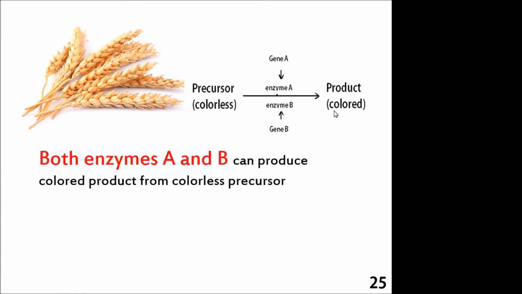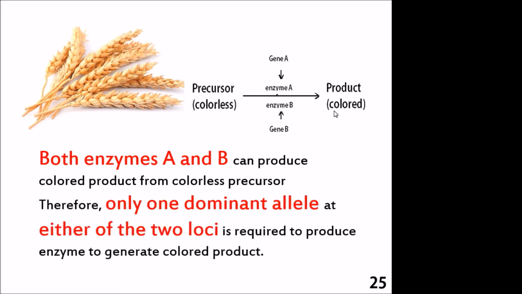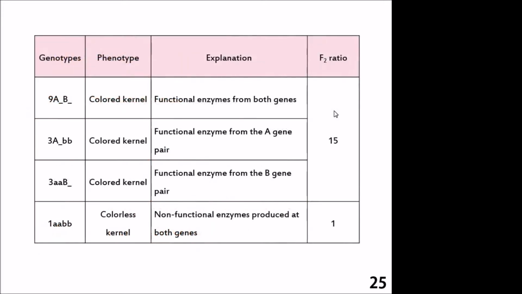If both enzyme A and B can produce a colored product, it means you need either A or B, and you will still get the colored product. Right? As long as you have big A, or as long as you have big B, you will get the colored product. Alright? So as long as you have only one dominant allele from either of the loci, you will get your final desired color. Okay? So let's use our Mendel ratio to talk.